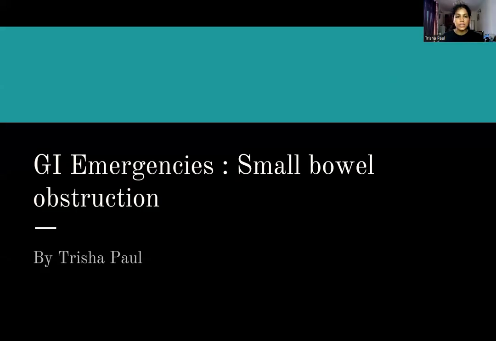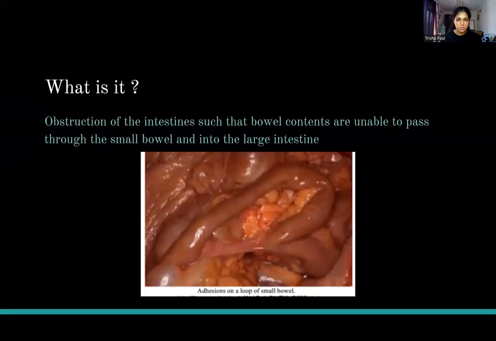Hi, everybody. Today, I'm going to be talking to you about the causes, the pathophysiology, and management of small bowel obstruction. So what is small bowel obstruction? Like the name suggests, there is an obstruction in the intestine that prevents bowel contents from passing from the small bowel to the large bowel.